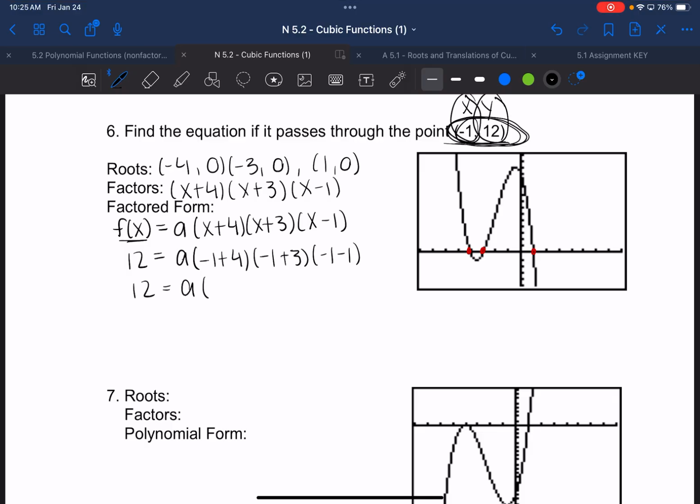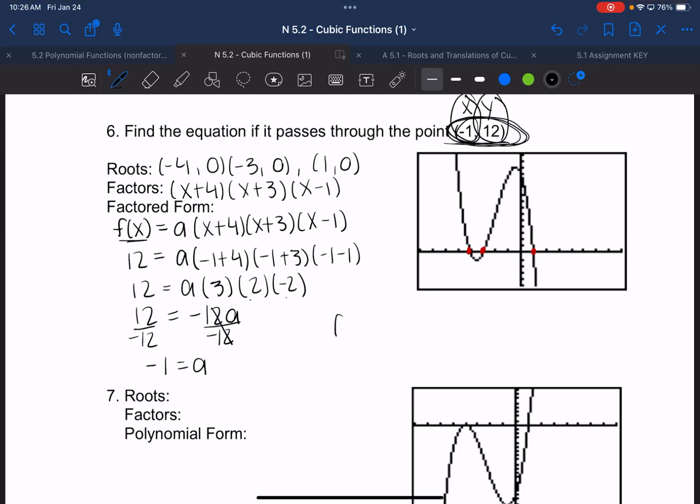So in that first parenthesis, -1 plus 4 is going to give us 3. And -1 plus 3. And -1 minus 1. Right. Okay, and then I'm just going to multiply those terms together. What's 3 times 2 times -2? -12. So -12 times a, right? Okay, and then how would I get a by itself? Right. So we end up getting that the a value is -1, right?